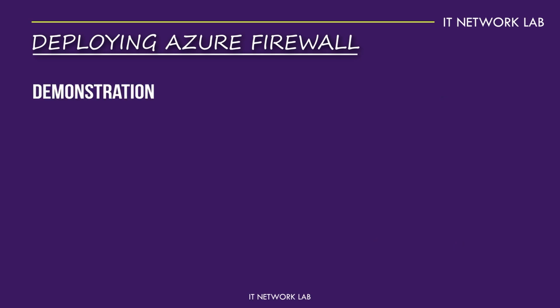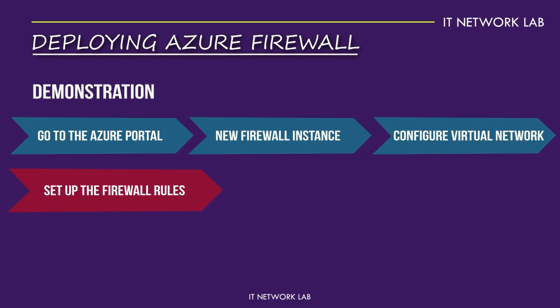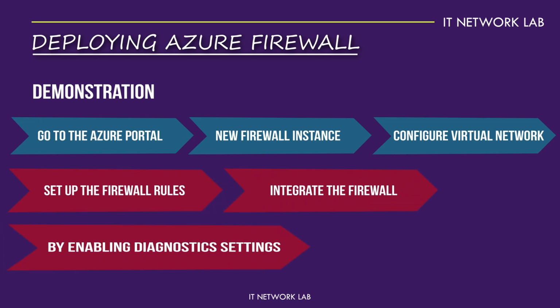Demonstration. To deploy Azure Firewall, go to the Azure portal and create a new firewall instance. Configure your virtual network and set up the firewall rules under the Rules tab. Integrate the firewall with Azure Monitor by enabling diagnostics settings to track and analyze traffic.